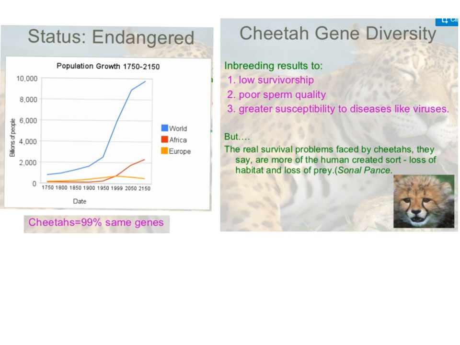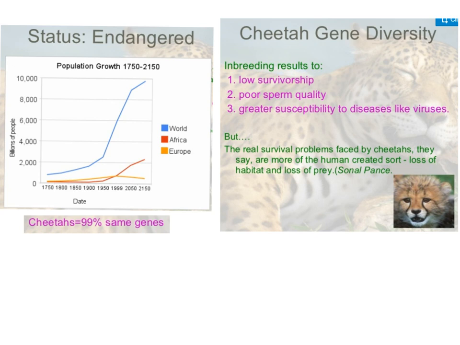We have an example here of an endangered species of organisms with the cheetah genetic diversity. You can see here that this is over time, and here is the population growth in 3 different regions, in Europe, Africa, and in the whole world, in the period between 1750 to 2150. You can see that the rate of the population growth is kept very low in Europe. It starts to increase only in 1999 in Africa, but in the whole world, it is starting to increase from 1950 onwards.